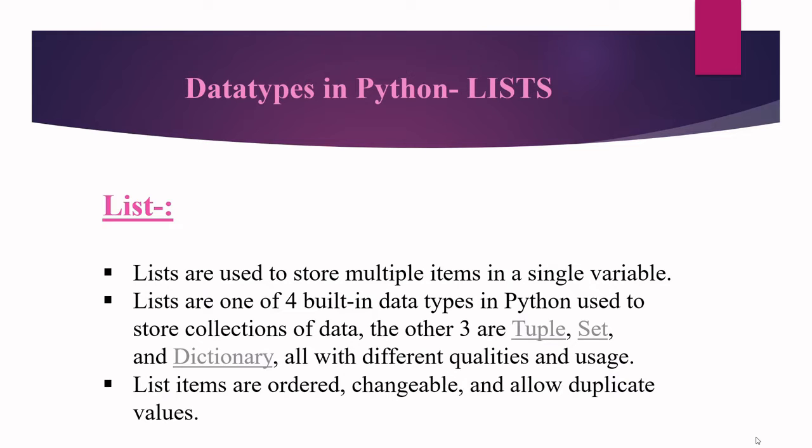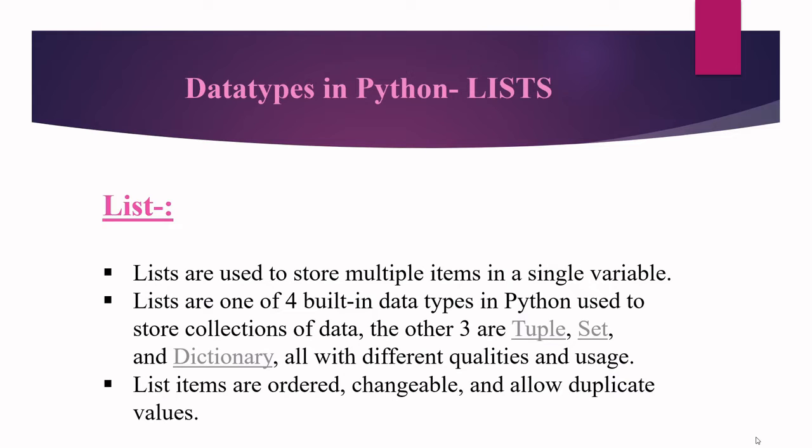List items are ordered, changeable and allow duplicate values. Ordered means that the items have a defined order and that order will not change. If you add a new item to a list, the new item will be placed at the end of the list. Changeable means that we can change, add and remove the items in a list after it's been created. Allow duplicates: since lists are indexed, a list can have items with the same value as well.